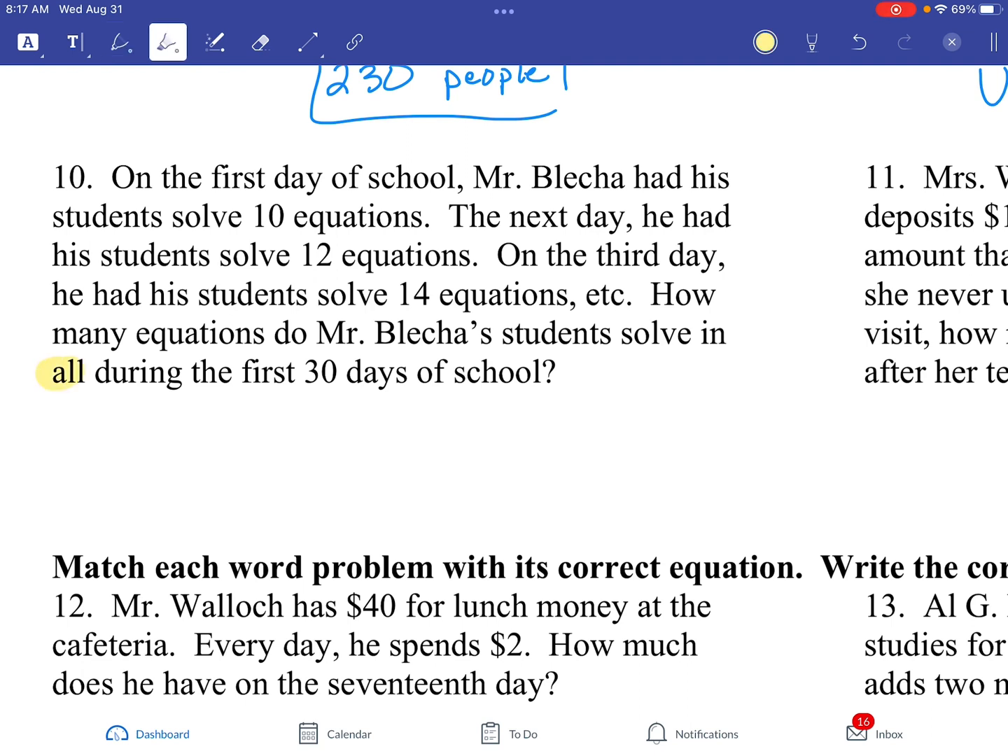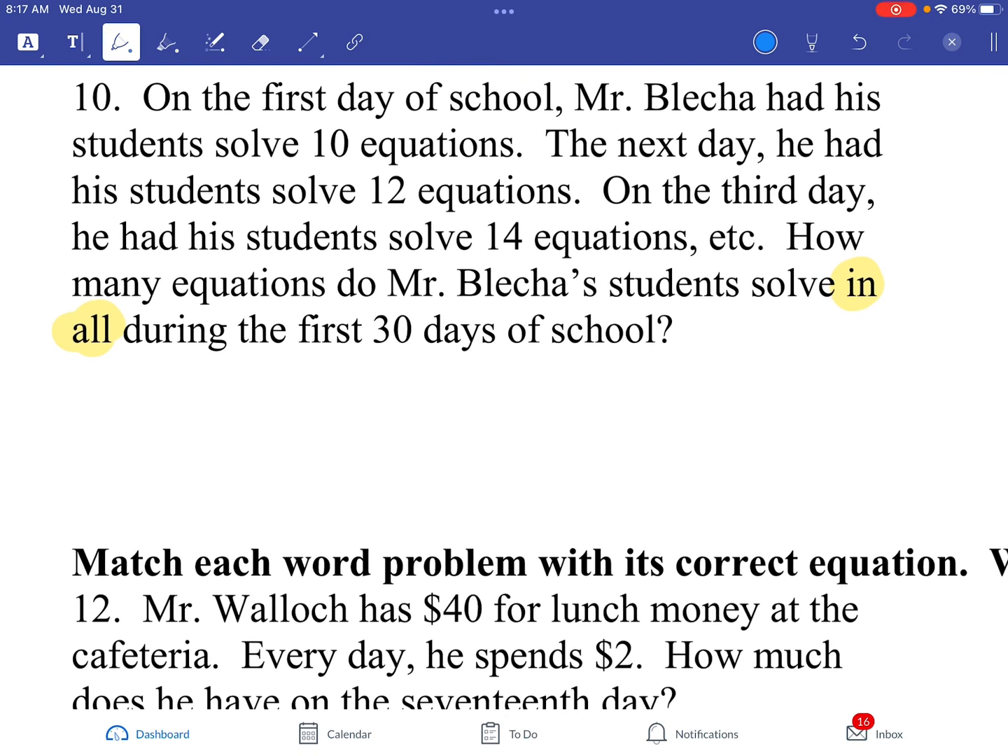So the key part of that is in all. That means you're finding the sum of all the equations they solved all the days that they were in school for the first 30. Because they're solving 2 more equations per day than the day before, it is an arithmetic sequence with a common difference of 2. So your k value is going to be 30.